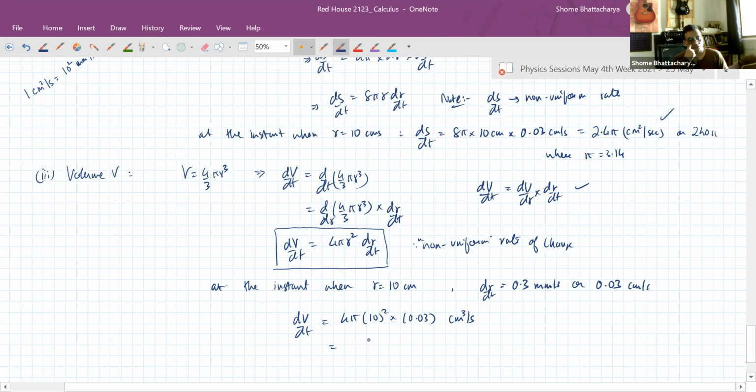So that will become how much? 12 pi centimeter cube per second. Or you can also express this as 12 pi into 10 raised to 3 millimeter cube per second, because 1 centimeter cube will be 10 raised to 3 millimeter cube.